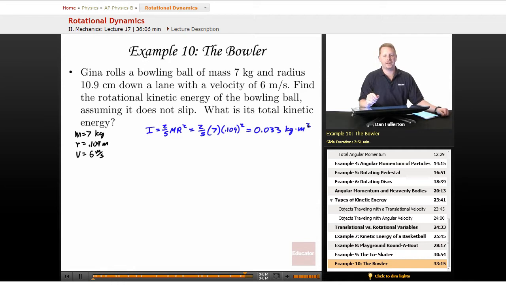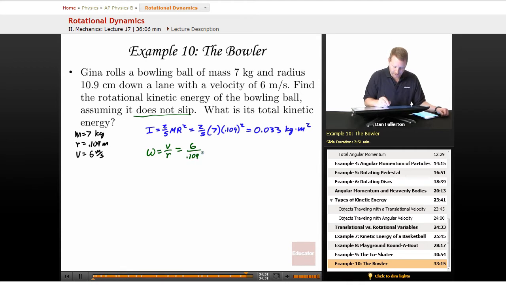Now it'd be helpful to find its angular velocity. And we can do that by recognizing angular velocity as its linear velocity divided by the radius, assuming it's not slipping. And we can make that assumption. It does not slip. So that's going to be our 6 meters per second divided by its radius, 0.109 meters, or about 55 radians per second.